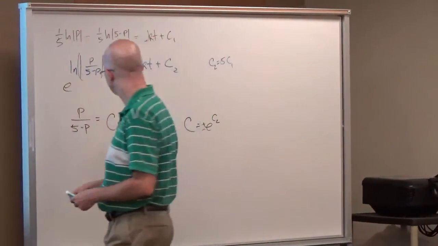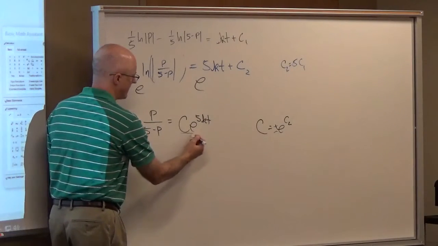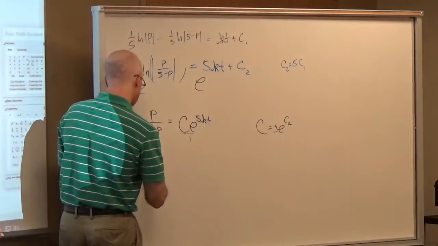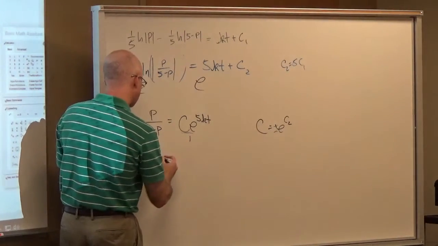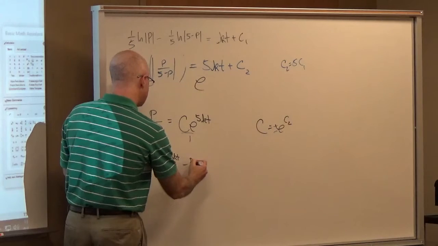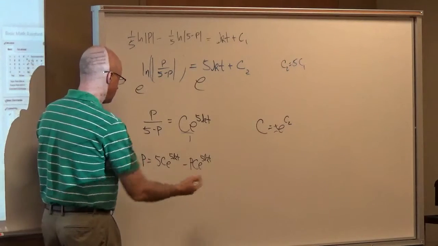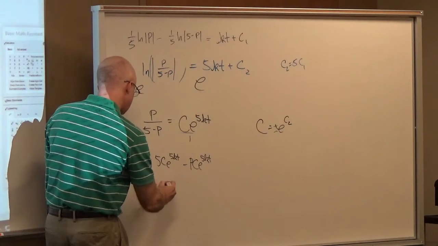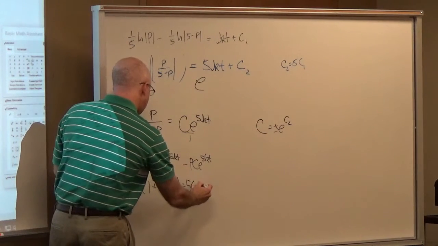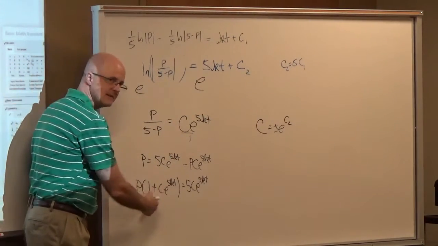Now solve for p. It's a bit tricky. Cross multiply, so to speak. If you want to think of this as being over 1, or perhaps better, just multiply both sides by 5 minus p. P is 5 minus p times that. Let me expand a bit. 5c e to the 5 kt minus pc e to the 5 kt. The goal is to solve for p, so get the p's on the left side. Like this. And then just divide both sides by this to solve for p.